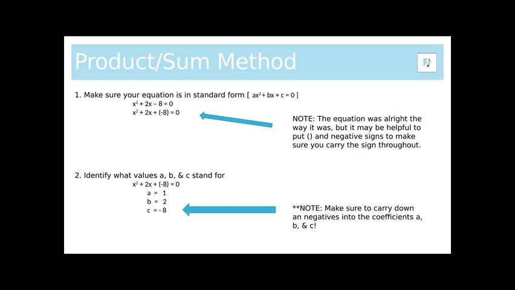So looking at the equation, a is the coefficient attached to the x squared term. So here that'd be 1. B is on the x term, which would be 2, and then c is negative 8.